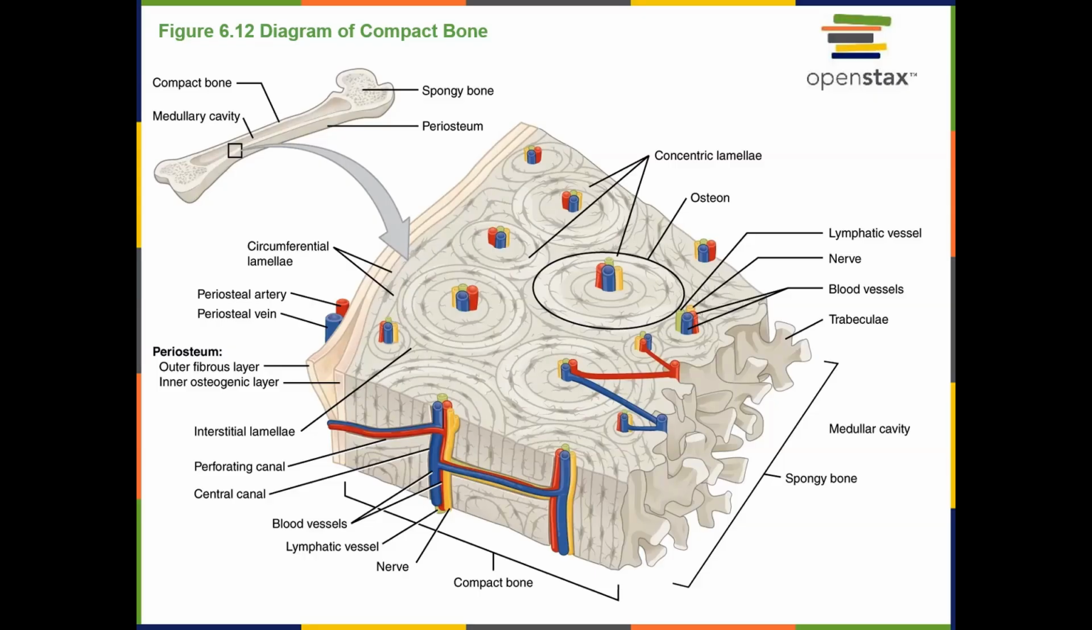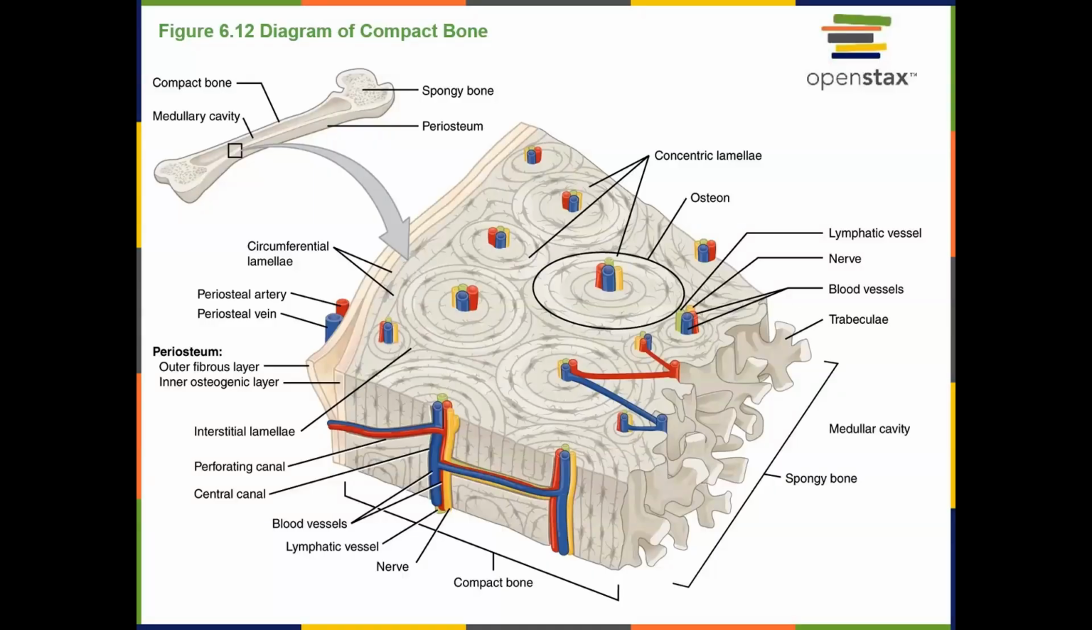In addition to the central canals that run parallel to the long axis of a long bone, there are perforating canals that run perpendicular to the central canals. These perforating canals are also known as Volkmann's canals, and they contain blood vessels and nerves as well, connecting from the surface deep into the bone and into the medullary cavity.